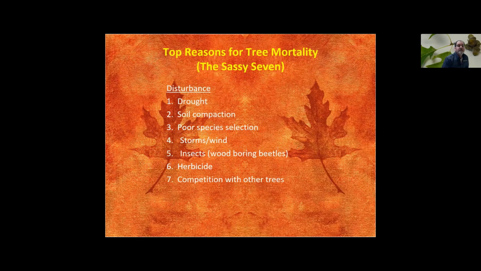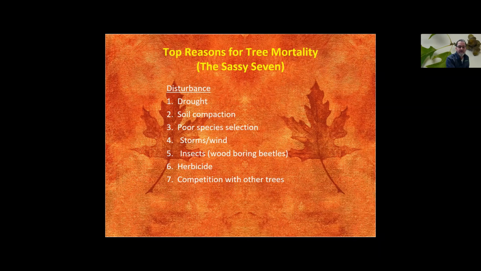So the top reasons for tree mortality then, and I call these the sassy 7, and that's drought, which we covered a lot today, soil compaction, of course, poor species selection, which is another presentation in itself, but oftentimes people go to a nursery, pick up a tree and bring it back and then decide where they're going to plant it. It should be just the opposite.